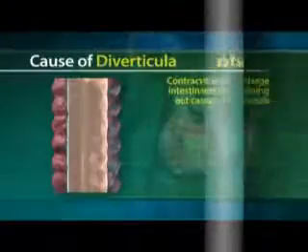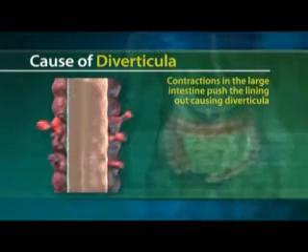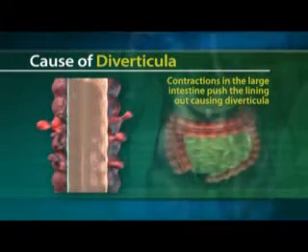Researchers believe that diverticulosis may be age-related, but most importantly, it's caused by a lack of fiber in the diet. A diet low in fiber can lead to small, hard stools that are difficult to pass and require more pressure to push them through the large intestine. Over time, these vigorous contractions in the large intestine push the inner intestinal lining outward, causing diverticula.